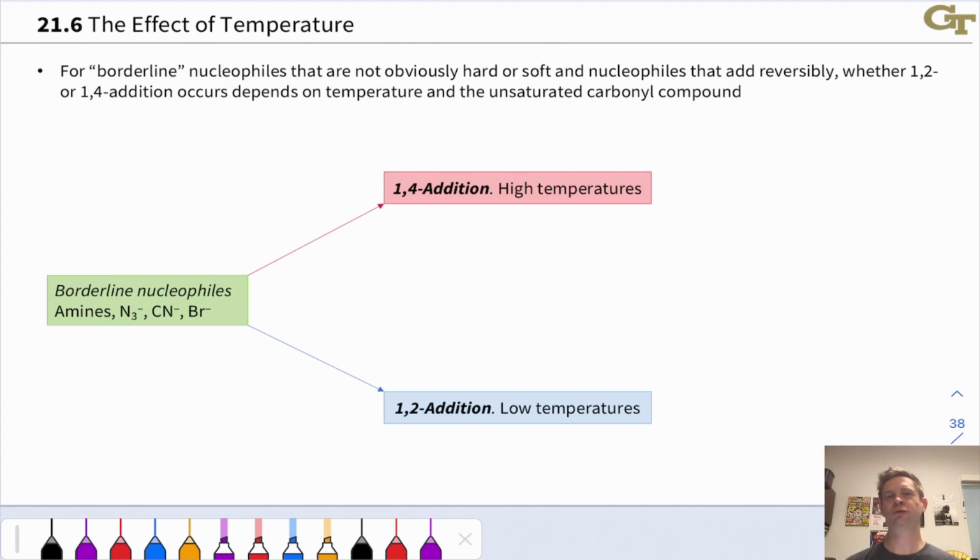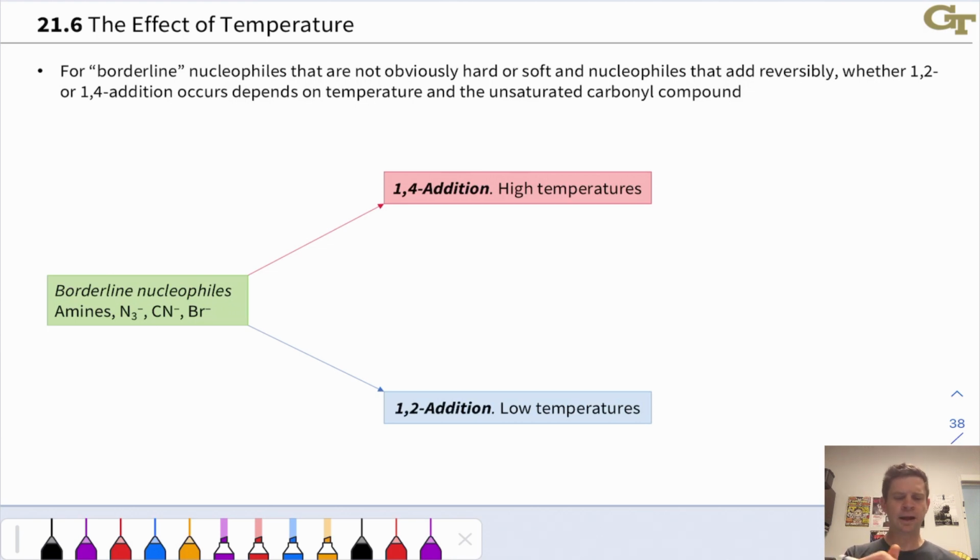A large number of nucleophiles are what we might call borderline. These are nucleophiles that can add reversibly to carbonyl carbons, as we talked about in nucleophilic addition in the past. They're not obviously hard or soft, and they might add 1,2 or 1,4. The reaction temperature can actually be adjusted as an experimental variable to try to promote 1,2 versus 1,4 addition.